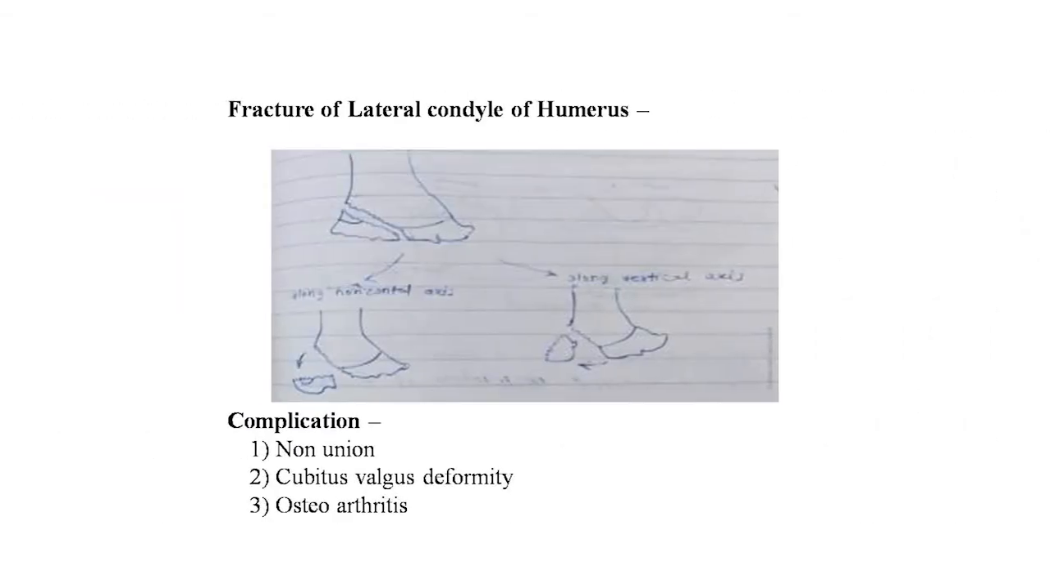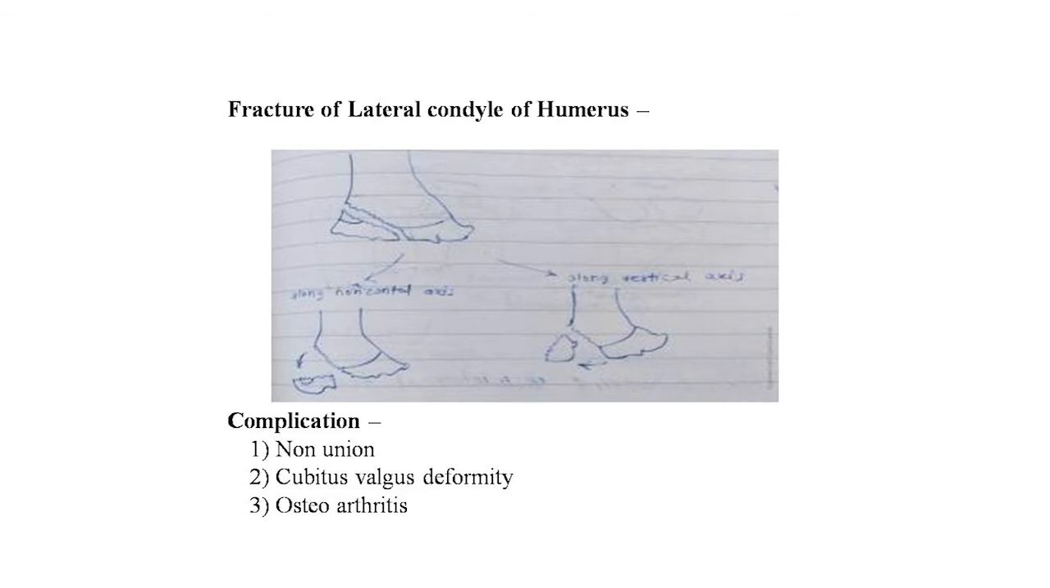Now the next point is fracture of the lateral condyle of the humerus. This image clearly shows the fracture of the lateral condyle of the humerus. The first image is the fracture of the lateral condyle, the lower image shows a fracture along the horizontal axis, and the second image shows a fracture along the vertical axis of the lateral condyle of the humerus.